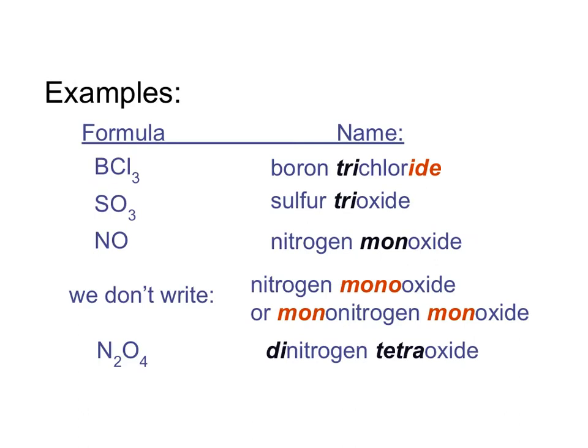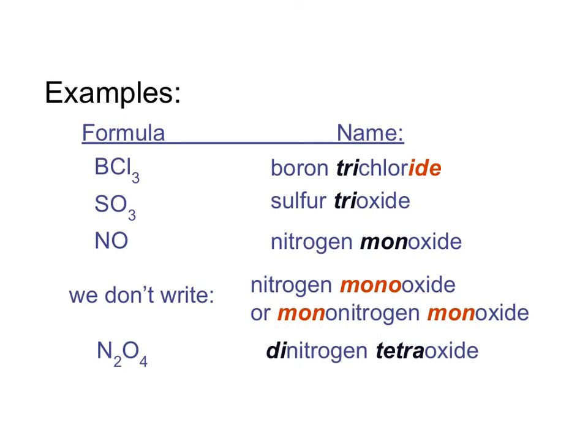And so we see some examples here. In BCl3, we have one boron atom and 3 chlorine atoms. Therefore, we have boron trichloride. In SO3, one sulfur atom, 3 oxygens, for sulfur trioxide. In NO, one nitrogen atom, 1 oxygen atom, so we get nitrogen monoxide. Note that we drop one of the O's here. We do not write monooxide.